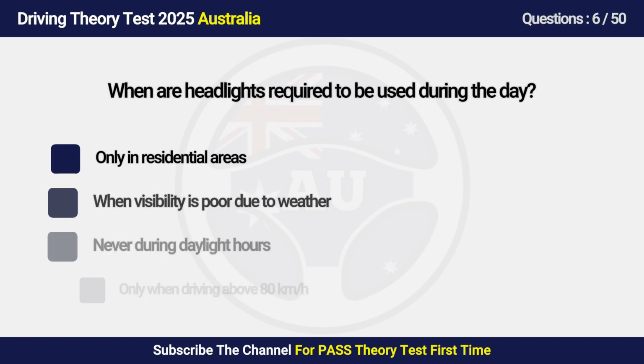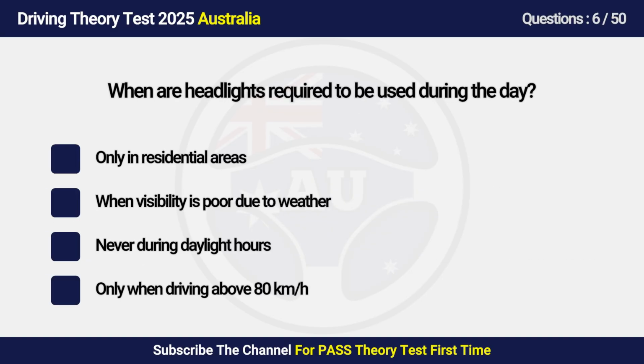Question 6. When are headlights required to be used during the day? A. Only in residential areas. B. When visibility is poor due to weather. C. Never during daylight hours. D. Only when driving above 80 kilometers per hour.